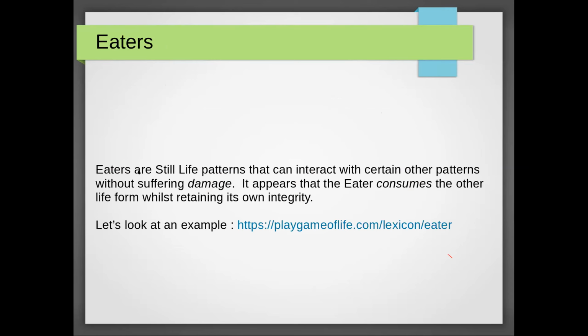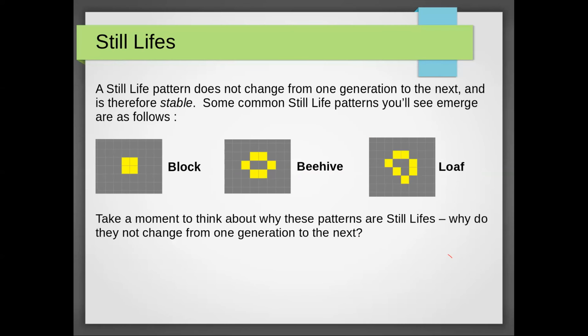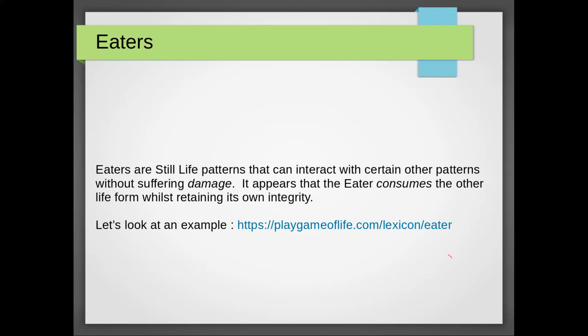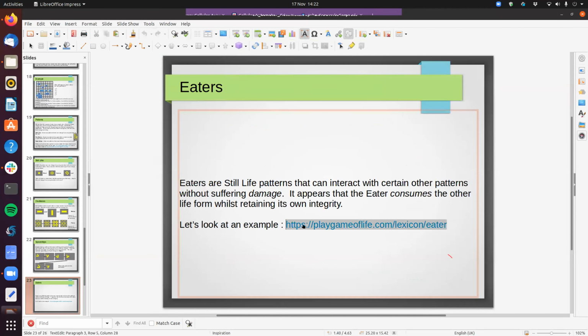There's also these wonderful things called eaters. So eaters are still life patterns. Remember, those are the ones that are stable, they don't move, but which interact with certain other patterns without suffering damage. So basically, it looks like the eater has consumed the other life form whilst retaining its own integrity. I know this is all very weird, but let's have a little look at an example of that, because this is really, really odd to watch.